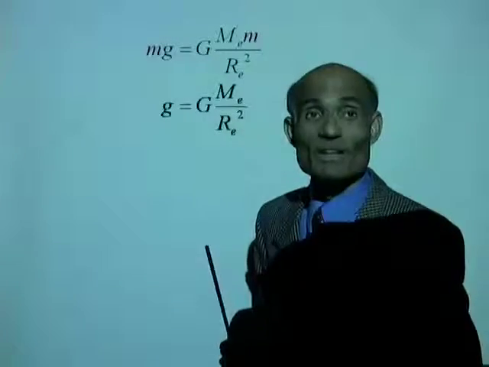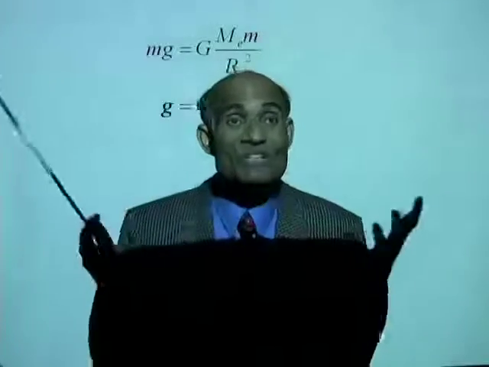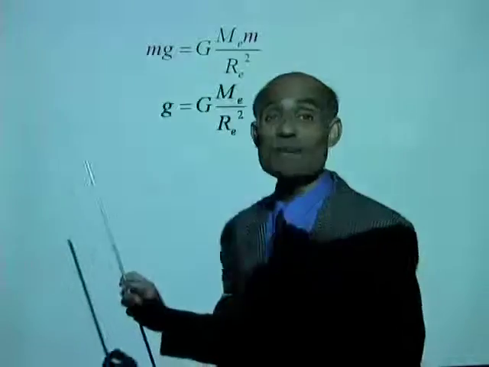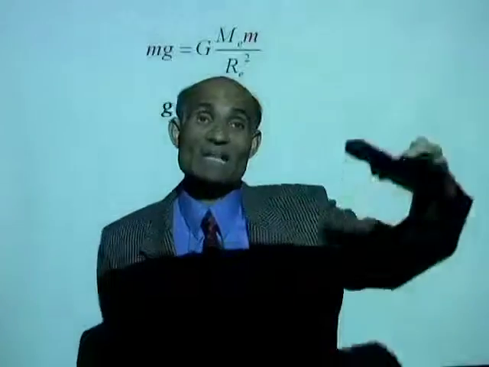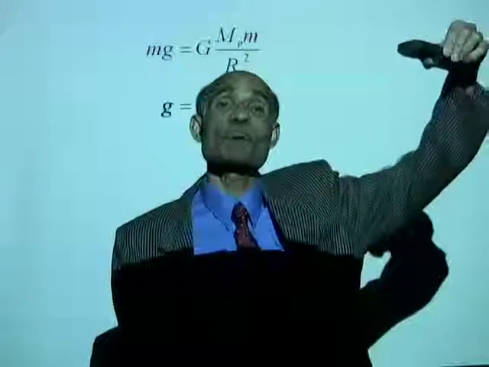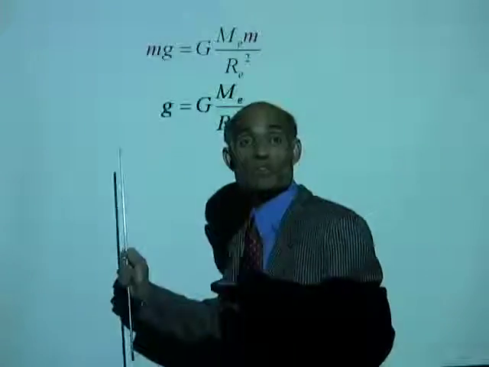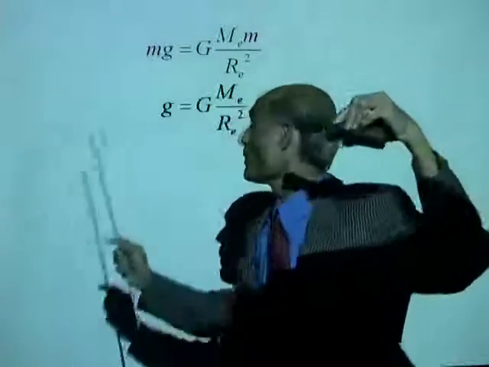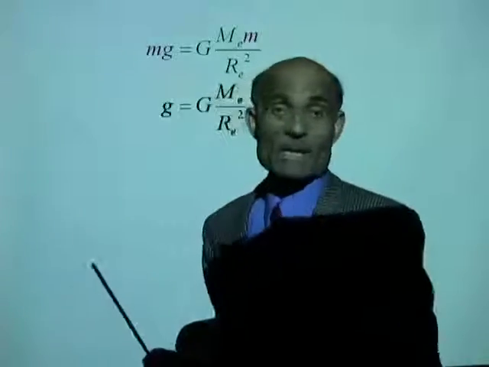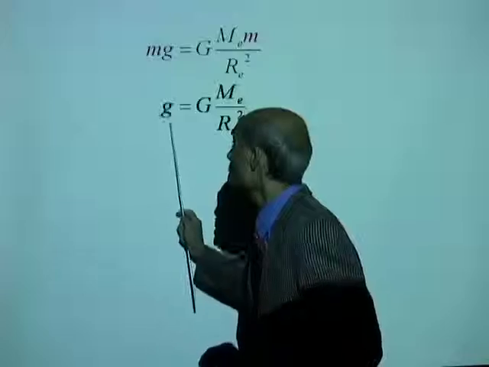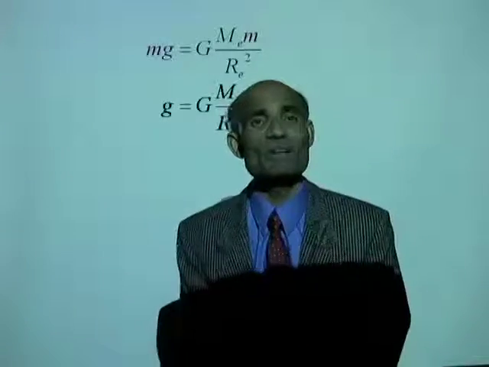That means that the value of acceleration due to gravity is not a constant. It depends on the radius of the Earth. So if I take this object away from the surface of the Earth, the distance is going to increase. That means the value of g is going to decrease. Now tell me, is the value of g the same everywhere on the surface of the Earth?